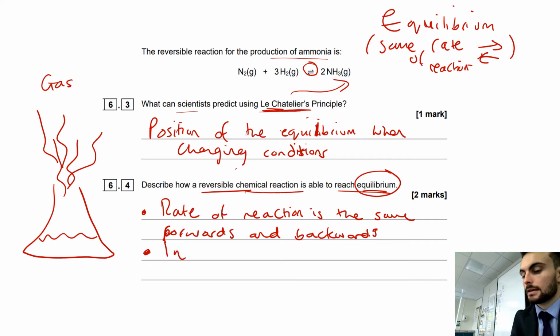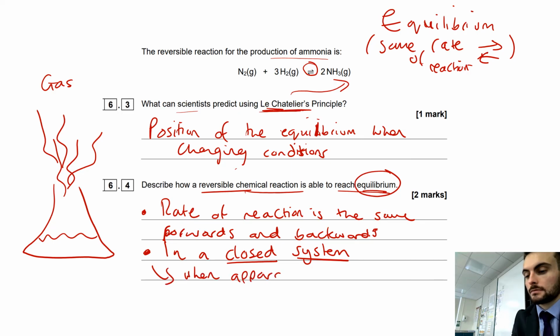So you've got to say in a closed system, which just means you could have also put when apparatus or equipment prevents the loss of products or reactants.